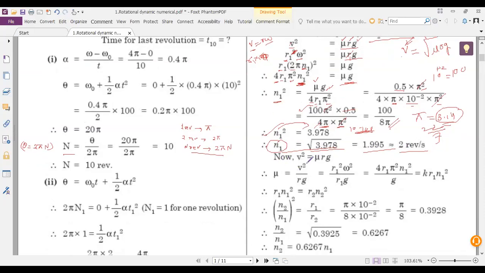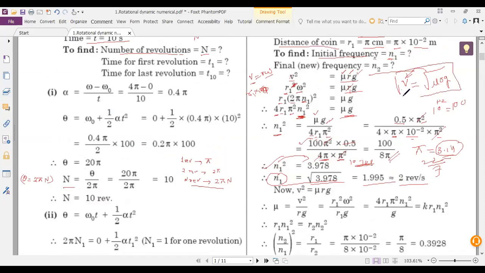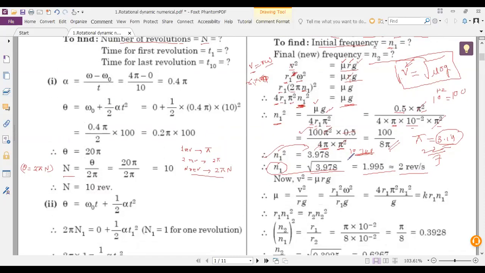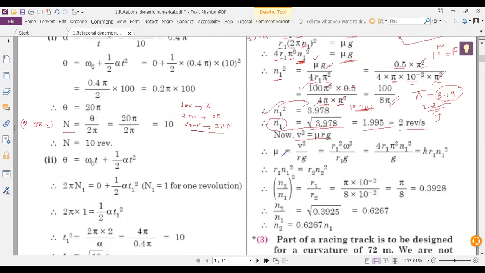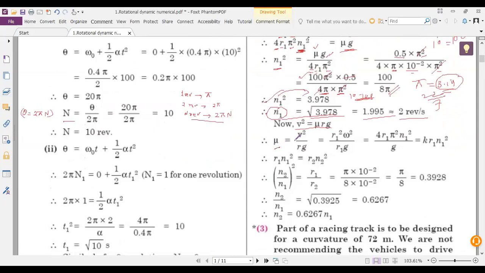Now we again apply the same formula. We know the minimum speed or maximum speed formula: V is equal to square root of mu rg. So we are again applying the same formula. V square is equal to mu rg. Now except this mu, take the whole part to the left hand side, so we get V square upon rg. Correct? Now we know the formula of V. What is the formula of V? R omega square. So I'm taking R1 square omega square, and this is also R1. Common sense, this R1 and this R1 are cancelled.